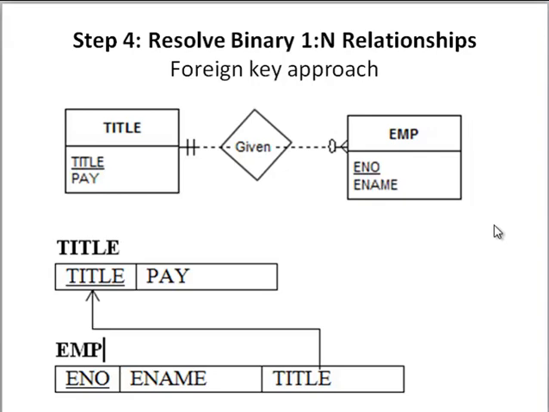That means from step 1 we had the two entities, correct? They got converted into relations, and what we're going to do is add the foreign key to the many side. In this case, here's the many side. Where did I add the foreign key? Up here it is, title. So every employee has a title, and that title is a foreign key on the many side that references the primary key in the title relation.